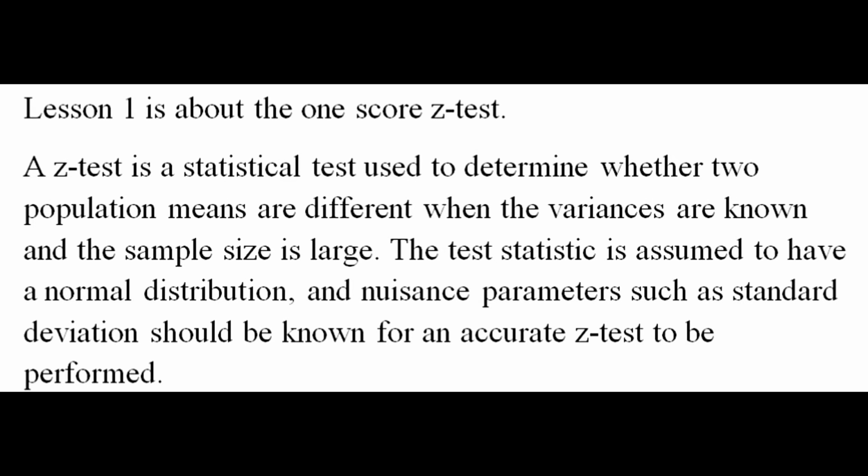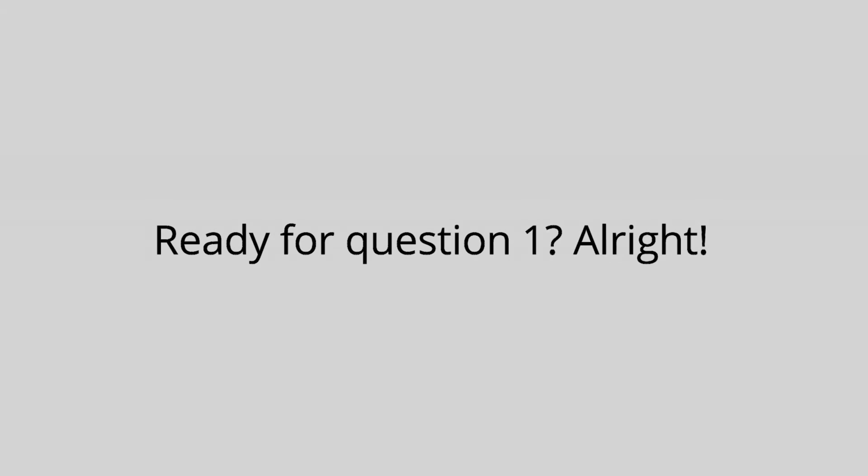Lesson 1 is about the one-sample Z-test. A Z-test is a statistical test used to determine whether two population means are different when the variances are known and the sample size is large. The test statistic is assumed to have a normal distribution, and parameters such as the standard deviation should be known for an accurate Z-test to be performed. Ready for question 1? Alright.